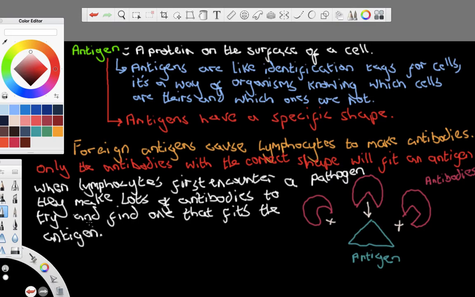Okay, so when your lymphocytes first encounter a pathogen, they make lots of different antibodies with different shapes, trying to find one that fits the particular antigen. Now, this is a slow process, okay? During this time, you feel very ill. Okay, this is when you have the illness.